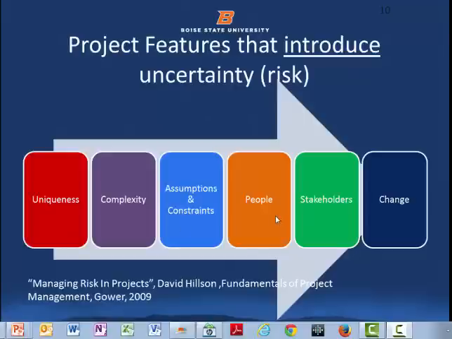Who are the people you work with? Who are those stakeholders? What do they have to say about this whole process? They will drive a great deal of activity. And as we've seen in other examples, change happens. So that does induce risk. So it's important for us to look at this whole arrow or whole direction of risk as we look at things that induce risk into your project.